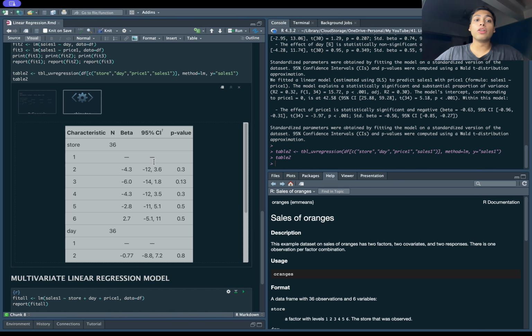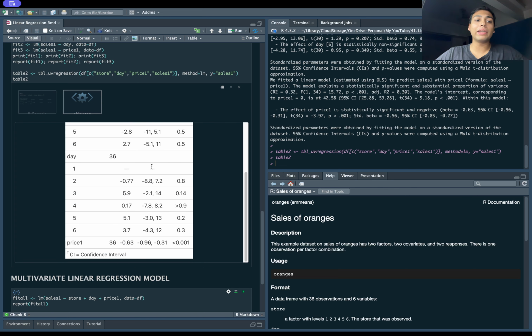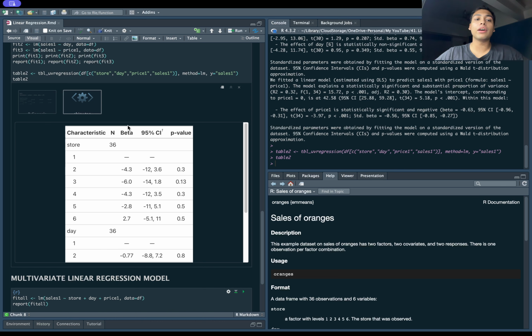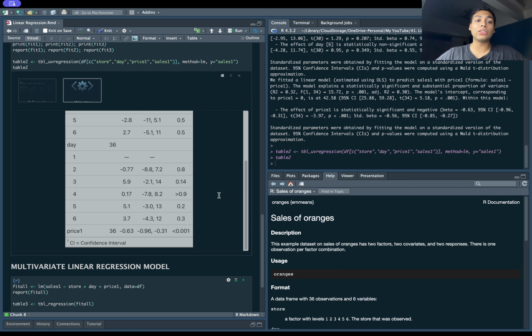Now let's come to the good stuff. This is what you'll be publishing, right? This table. So you get all these coefficients, the ones we discussed, in a neat table arranged with beta, confidence intervals, and p values, and the number in case you have missing data as well.